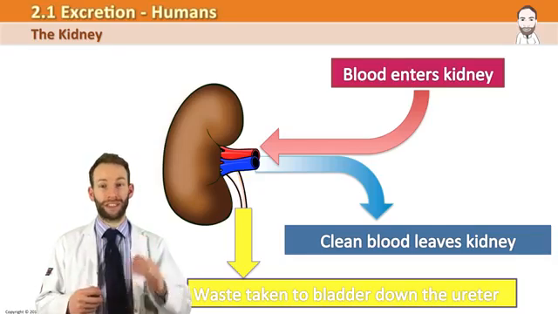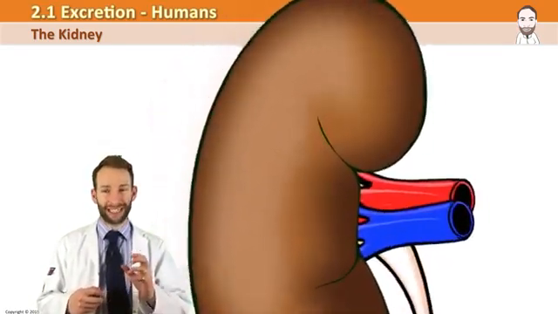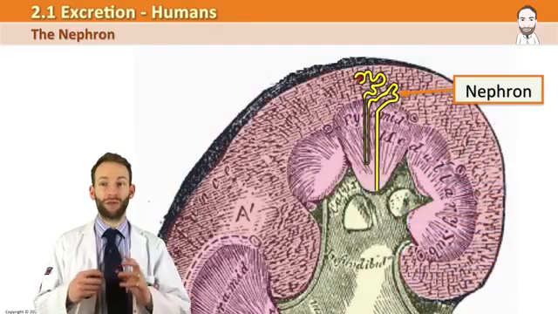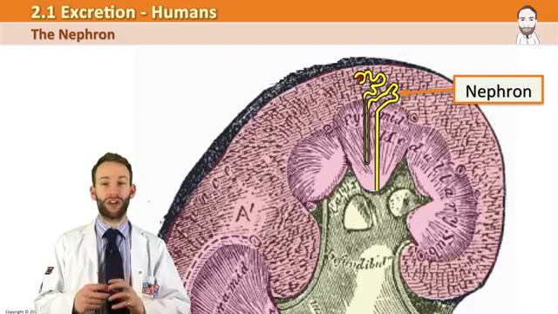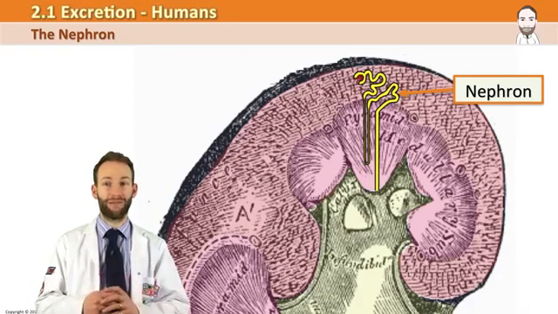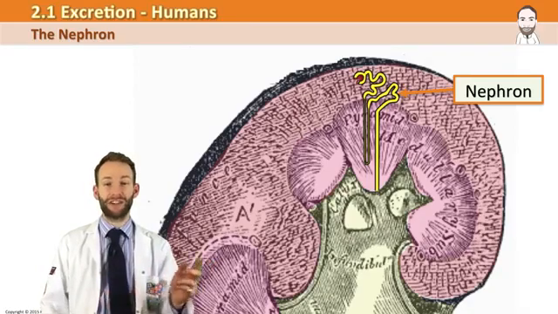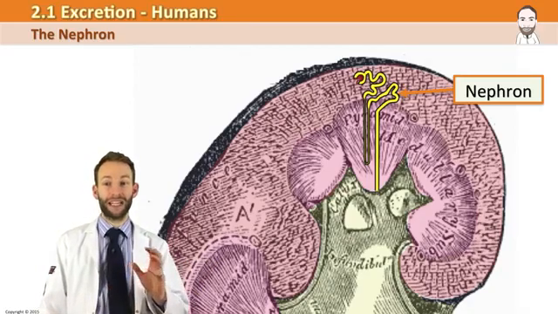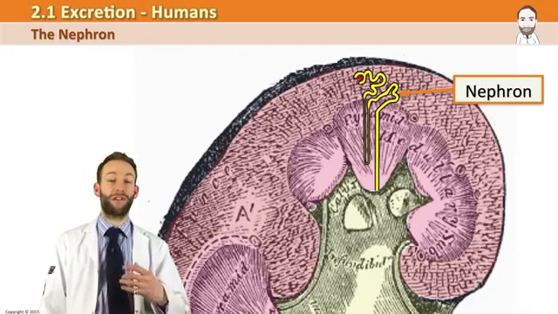But what is actually happening inside the kidney for that to happen? Well, you've got to delve deep, right down to a microscopic level to find out. If you do that, what you would see are lots and lots of tiny tubules called nephrons. In fact, there are about 1 million of them in each kidney. If you could unravel them, they would stretch for about 60 kilometers. And these nephron tubules are supplied by a network of capillaries.